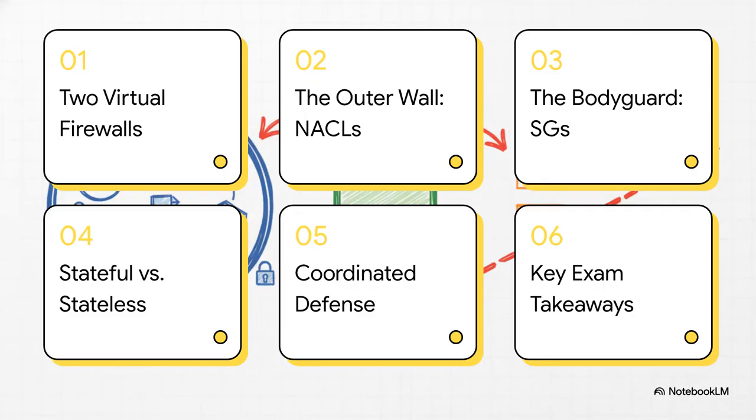Here's how we're going to do it. We're going to use a simple analogy that will make this stuff really stick. We'll look at the two virtual firewalls AWS gives you, then we'll zero in on the single biggest difference between them, the one that shows up on the exam all the time. Then we'll see how they work together, and we'll wrap up with the absolute must-know facts for exam day.